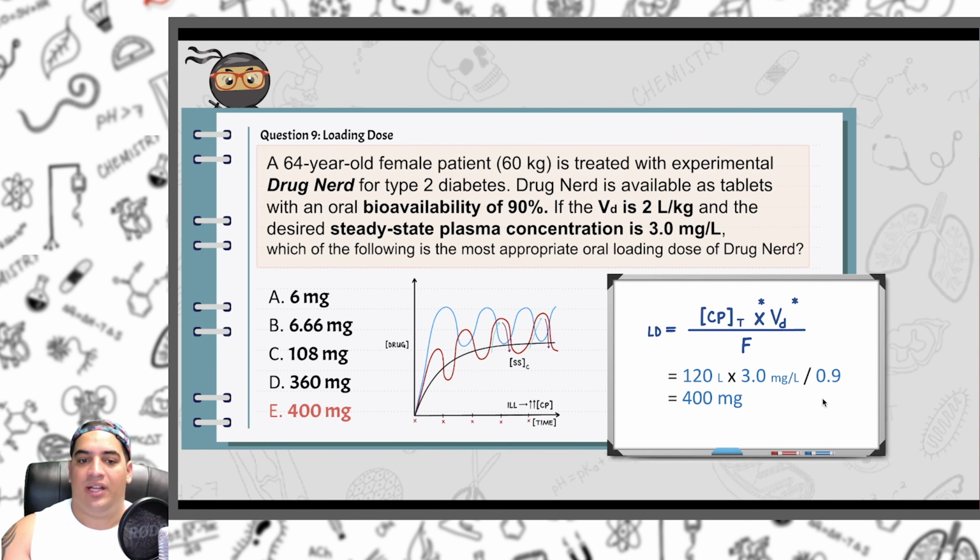That's how much we would have to give. But again, the most important relationship here that I can't stress enough is that loading dose is extremely dependent upon the volume of distribution of the drug. If this increases, you have to increase the loading dose to get that plasma concentration high. If it's low, you don't have to give as much of a loading dose because the drug is going to be staying in the vascular compartment, so you don't have to give a heavy loading dose. It's a very important relationship here.